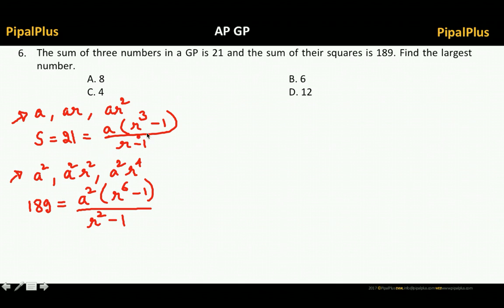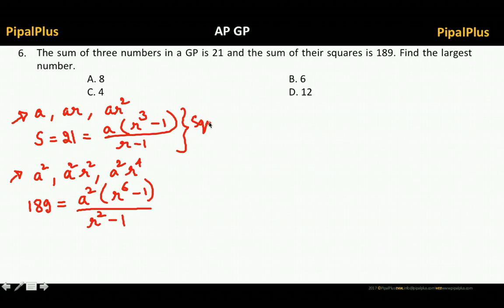Now using these, we notice that there's a lot of powers of r and a here, right? So we can simplify this by, let's say, dividing this by this, or the other way around. The only thing is we need to cancel out a. But to cancel out a, what we can do is square this before we divide.